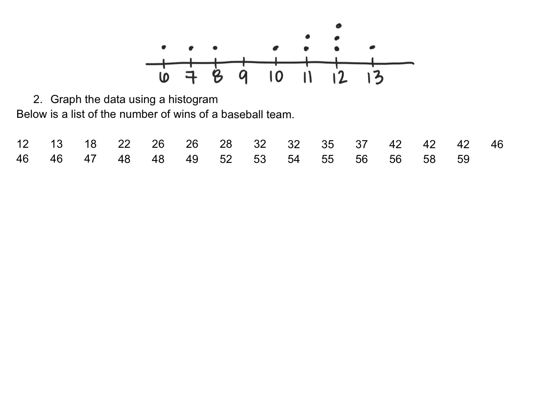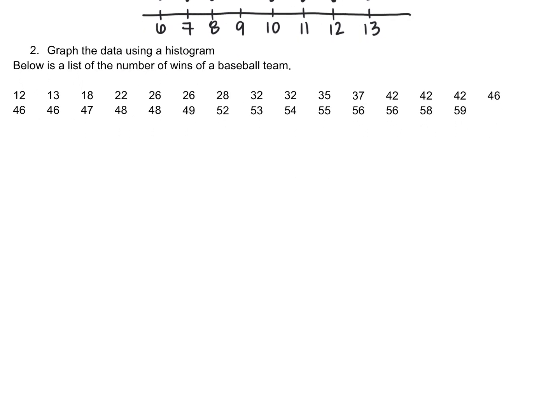The next one we're going to look at is a histogram. So we have a list of the number of wins of a baseball team. So what I need to do here is to determine the width of my bins. I did put the data in numerical order here just to make it a little bit easier. So my minimum is 12 and my maximum is 59. So I need to figure out what bin width I should use for this data. And I don't want to pick anything that's too large of a bin size so I don't have a lot in my graph. I also don't want to pick anything too small.